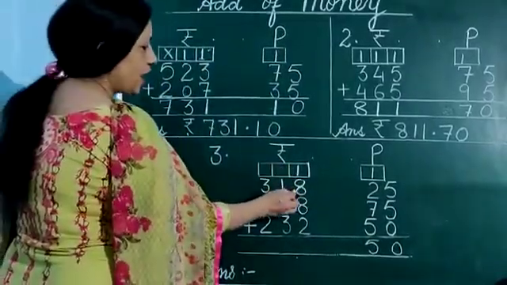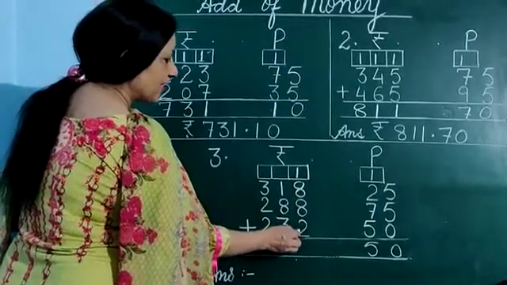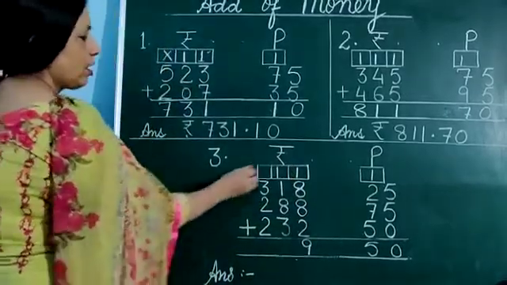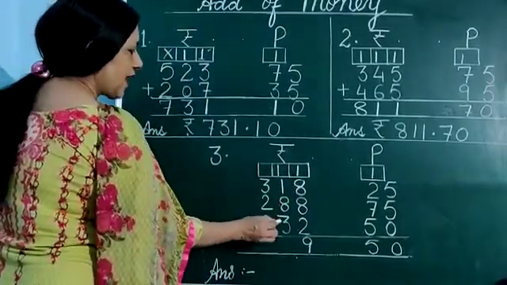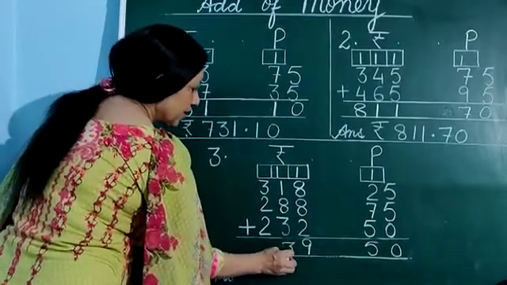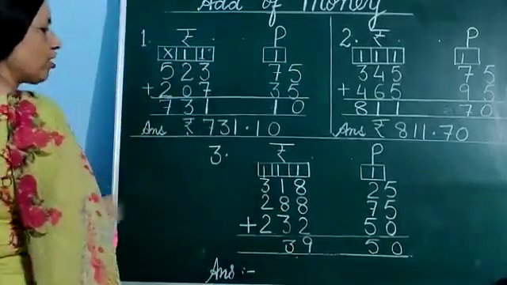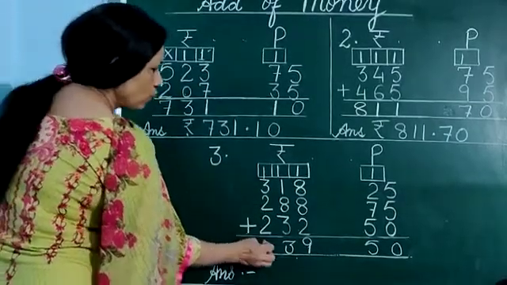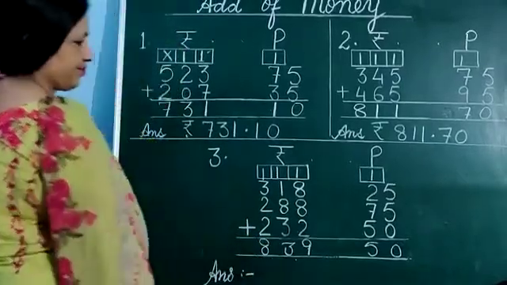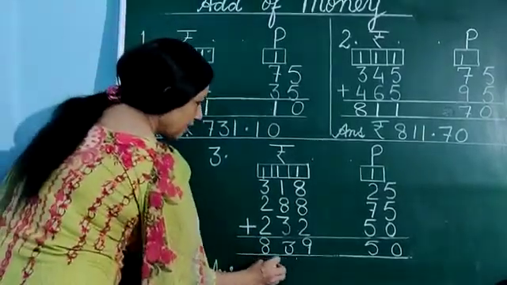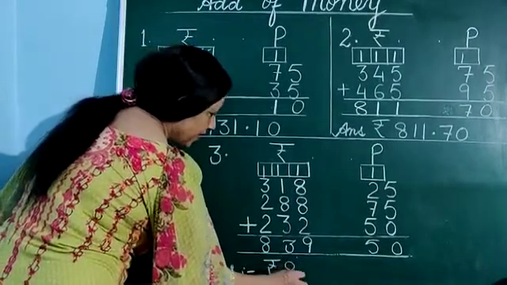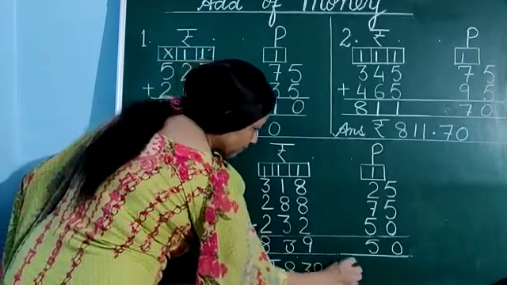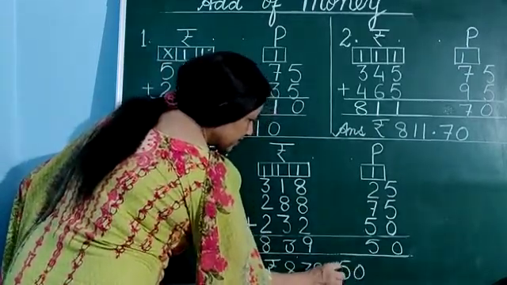Now 1 plus 8, 9. 9 plus 8, 17. 17 plus 2, 19. 1 is carryover. 1 plus 1, 2. 2 plus 8, 10. 10 plus 3, 13. Again 1 is carryover. 1 plus 3, 4. 4 plus 2, 6. 6 plus 2, 8. Now what will be the answer? Rupees 839.50. Is it clear beta?